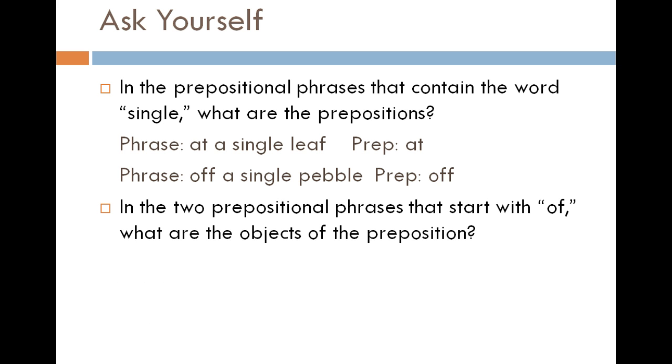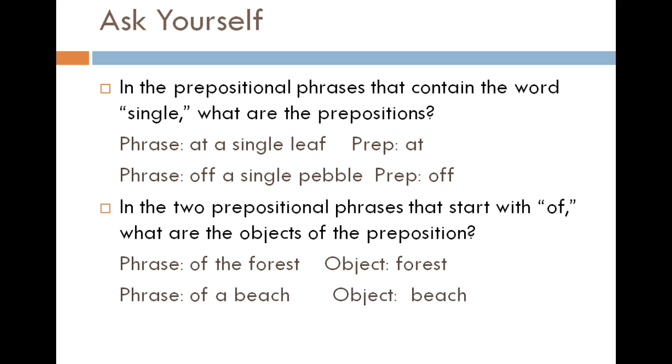Now, take your best guess. What are the objects of the preposition in the 2 prepositional phrases that start with the preposition of? Phrase of the forest, the object is forest. For the phrase of a beach, the object is beach.